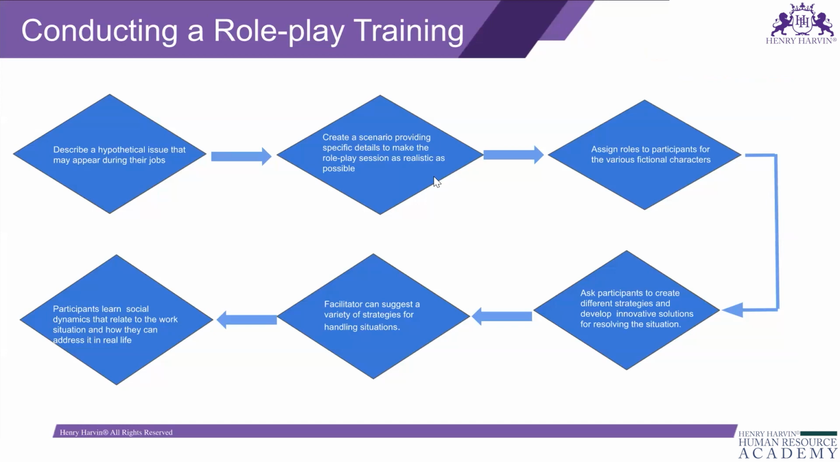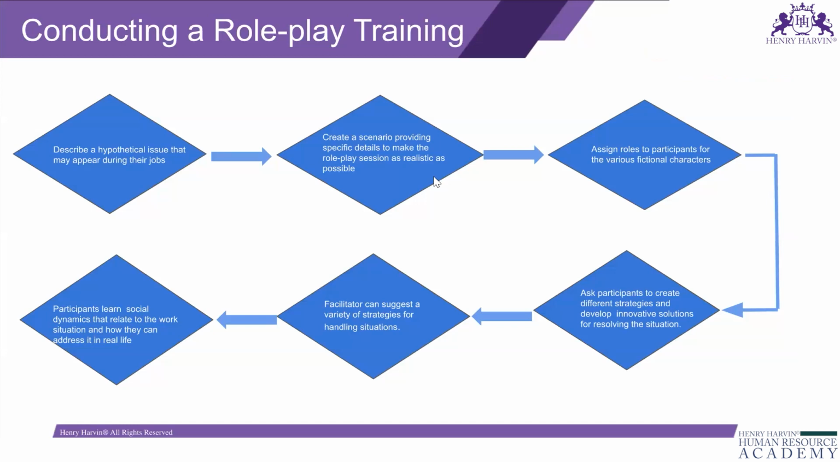Next is assigning roles to participants for various fictional characters. It is not necessary that as a trainer of the session, you have to assign the participants. For example, you are conducting a training session for three departments: one is sales, one is production, and another one is the warehouse department.